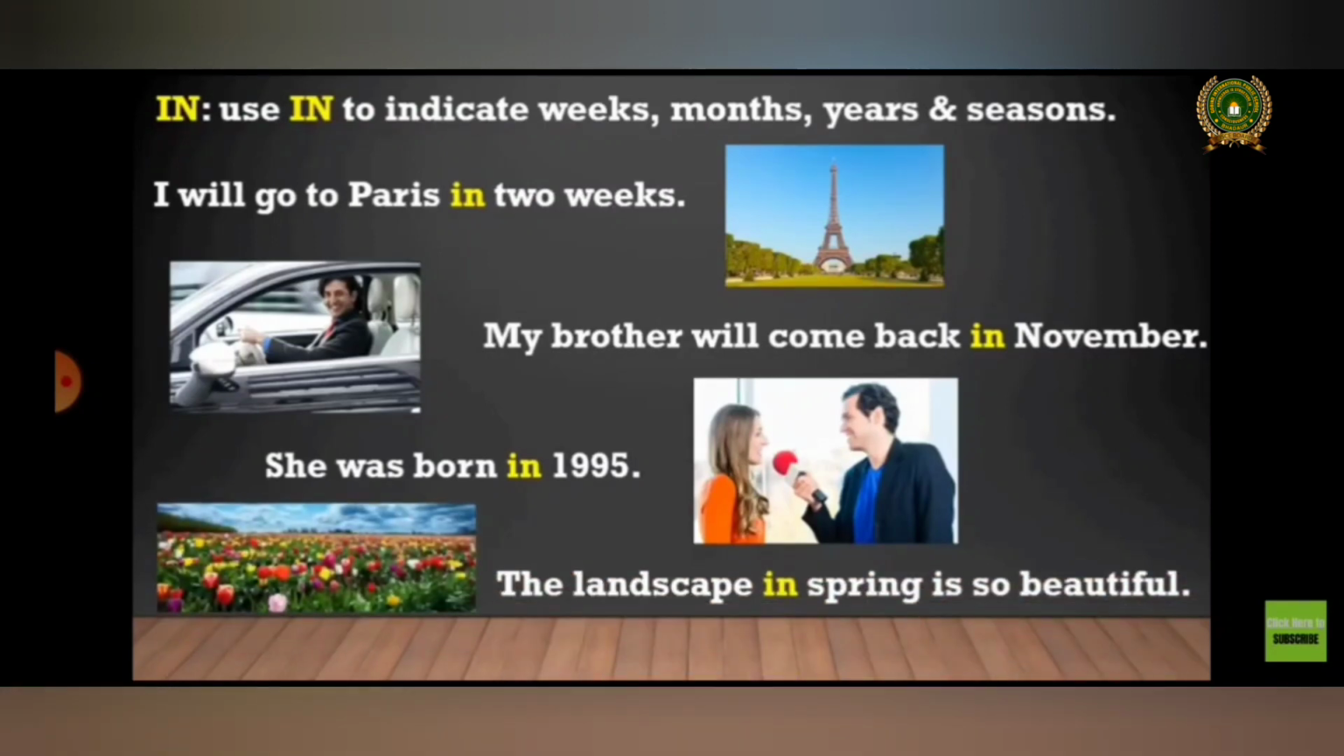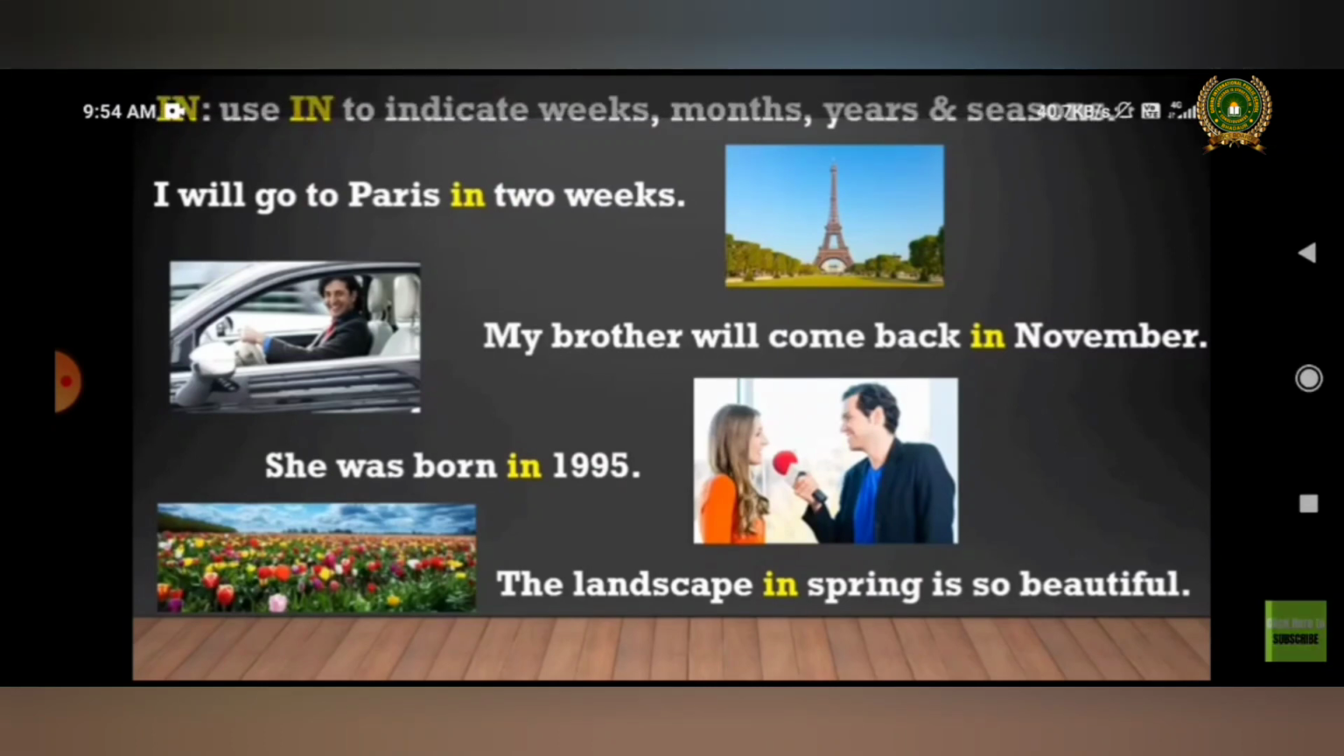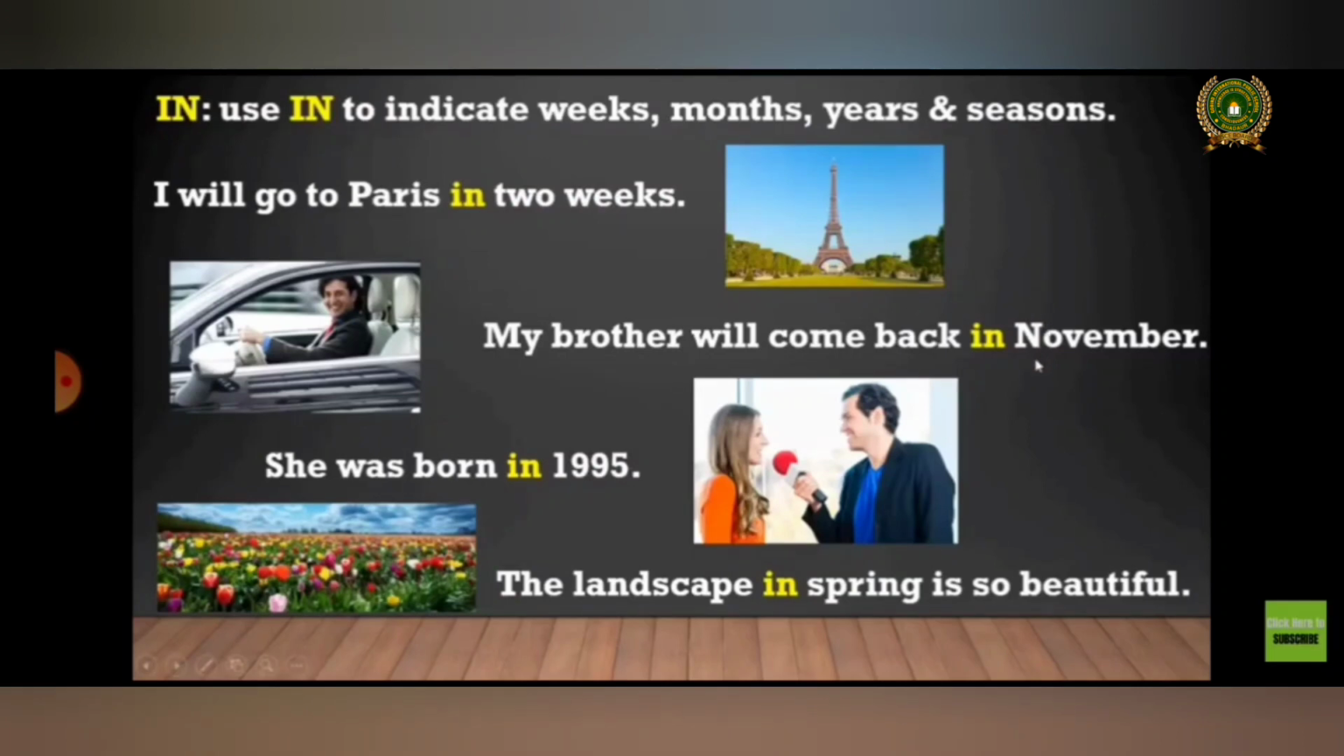The landscape in spring is so beautiful. So here seasons are mentioned, spring. So use in. So for weeks, months, years and seasons, use in.